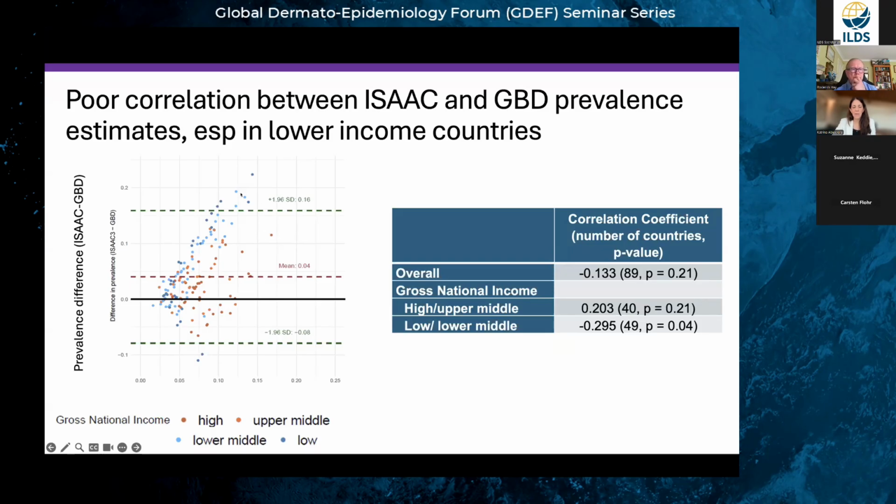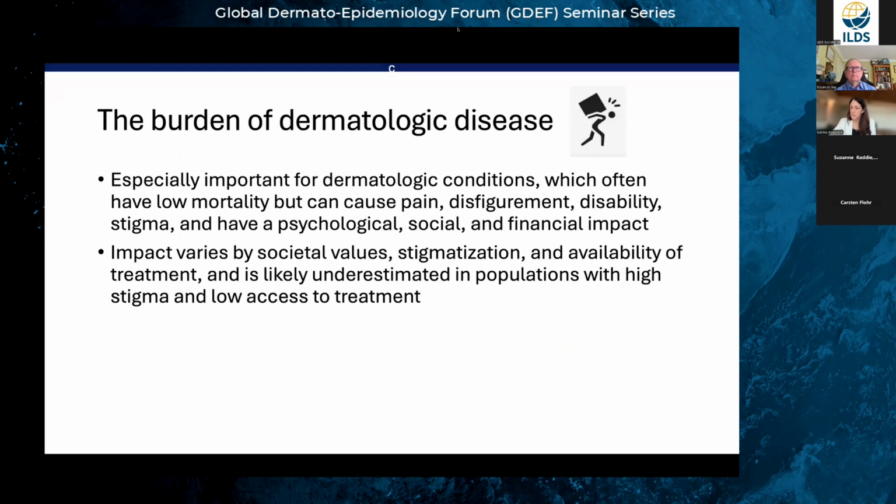This is a Bland-Altman plot. On average, they're about 4% higher, but they were up to over 20% higher, especially in middle or low income countries, these blue dots as compared to the upper middle and high income, the orange. And you can see the correlation coefficient was really poor, and it was worse for low as compared to high income countries. So I think that highlights part of why it's so important to understand the data source and how the estimates can affect the prevalence.